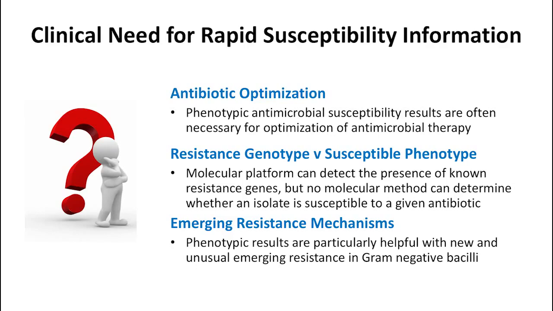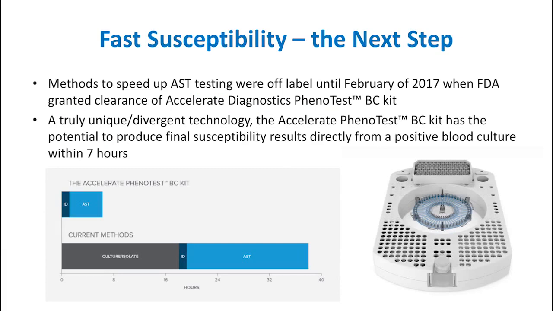And of course, we're seeing lots of new organisms coming through our medical center. It's amazing some of the organisms that we've seen over the last 6 months or so, and phenotypic results are certainly more helpful with this new emerging resistance in the gram-negative bacilli. So let's talk about rapid susceptibility results and possibly what the Accelerate Pheno system can offer.